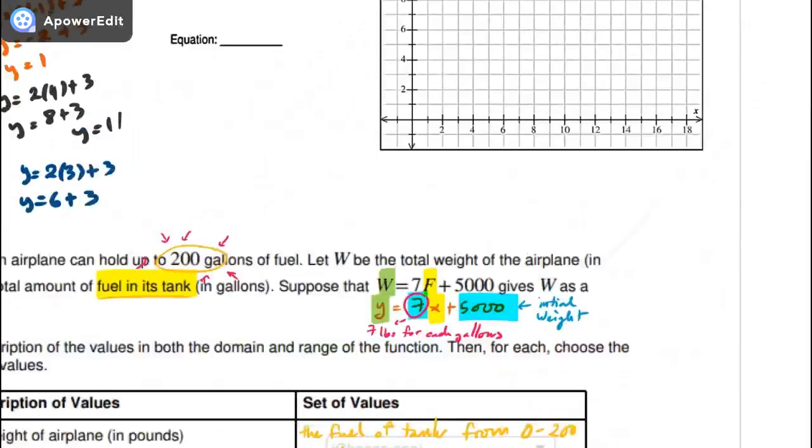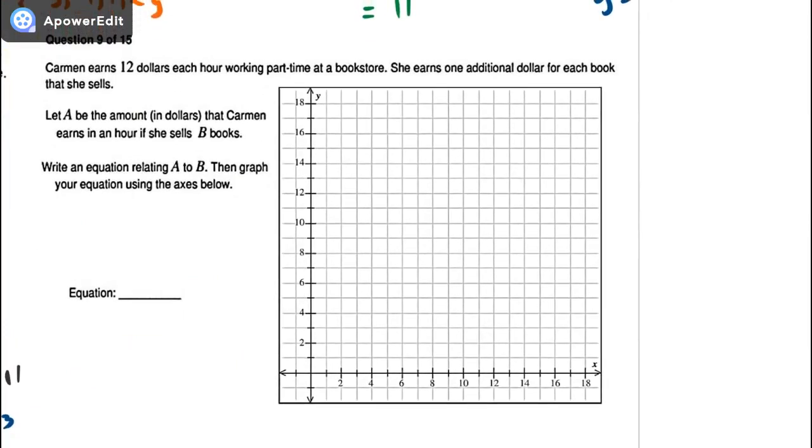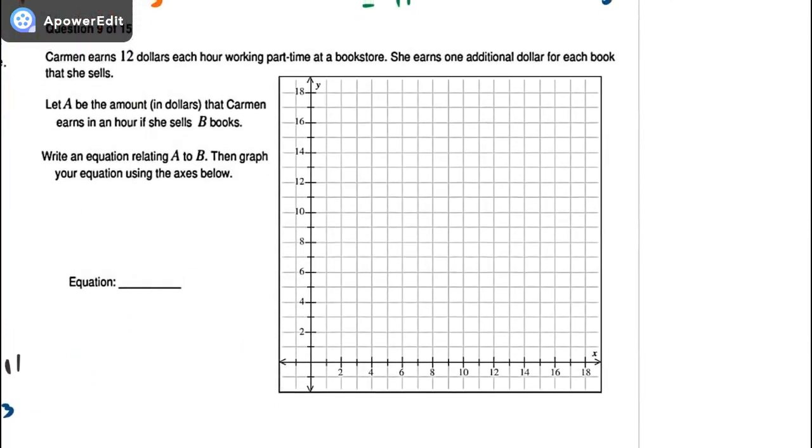Now we go into number 9. Carmen earned $12 each hour working part-time at a bookstore. She earned $1 additional for each book that she sells. Let A be the amount in dollars that Carmen earned in an hour if she sells B books. Write an equation relating A to B, then graph your equation using the axes below.